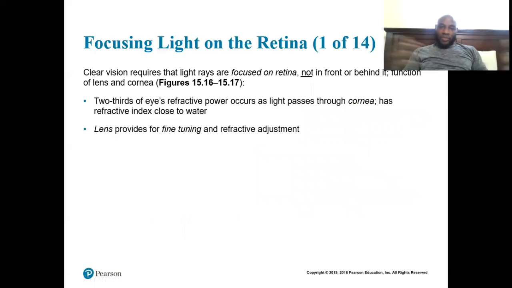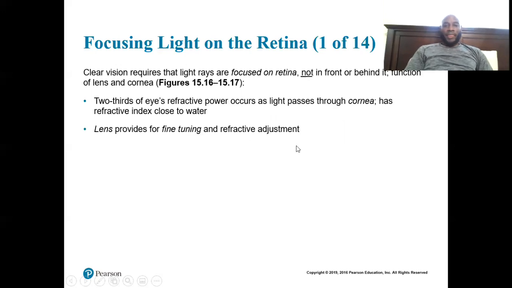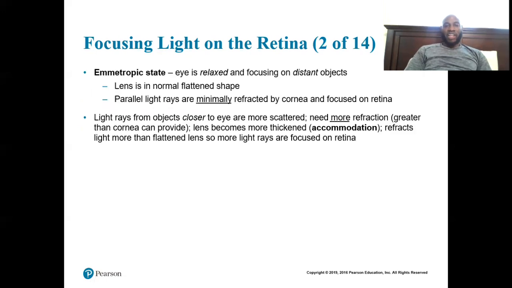All right, so focusing light on the retina. Clear vision requires that light rays are focused on the retina, not in front or behind it. So 2/3 of the eye's refractive power occurs as light passes through the cornea, which has a refractive index close to water. The lens provides for fine tuning and refractive adjustment. So between passing through the cornea and then eventually through the lens, we get the refraction needed.